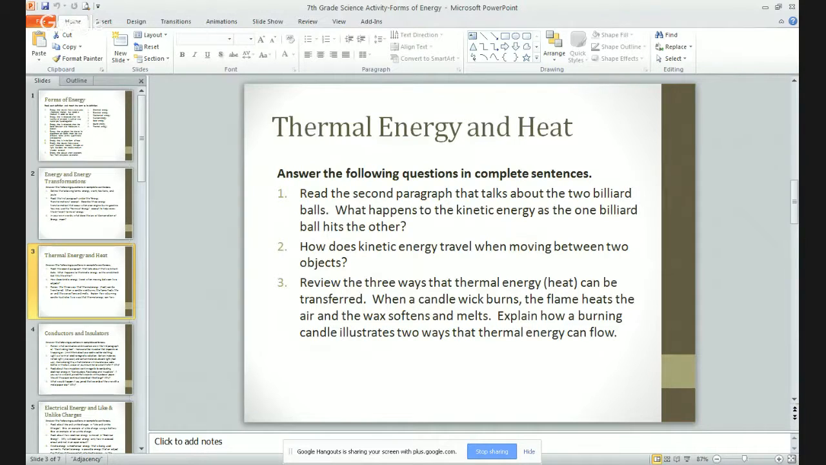Number 2, how does kinetic energy travel when moving between 2 objects? It's going to move from the more energetic object to the less energetic object, or the one that's moving the most to the one that's moving the least.